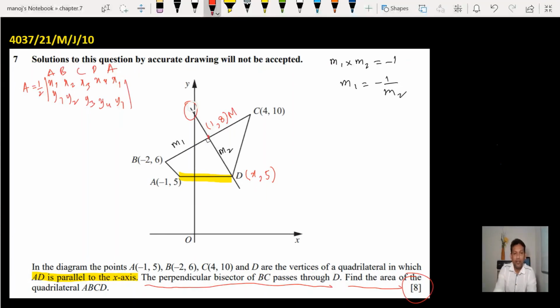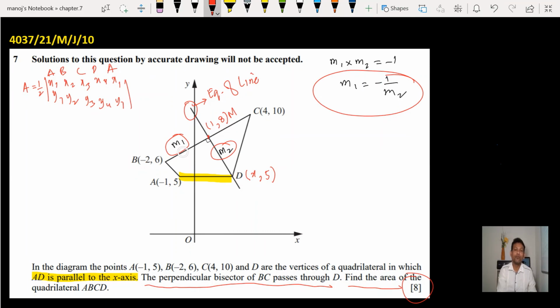The target is what? If we know the equation of this line, then we can substitute the value here, x and y is 5, we can get the answer of D coordinates, and we can substitute the value in the area formula. But to find D, we should know the gradient M2, the gradient of this line. If this gradient is not given, we can find M2 by using the gradient of BC. So now everything is very simple.